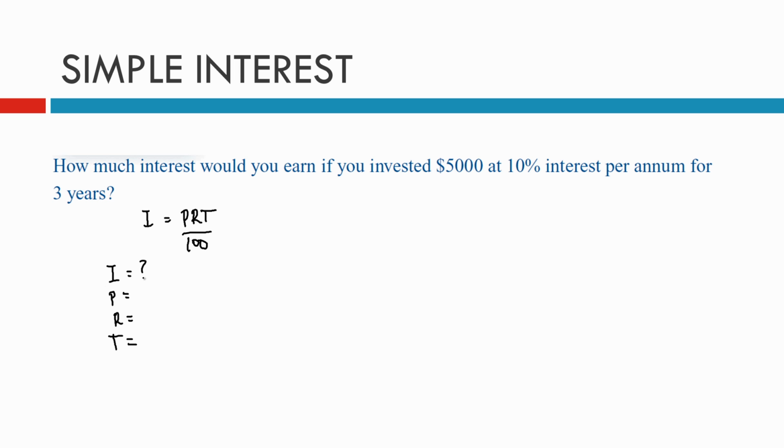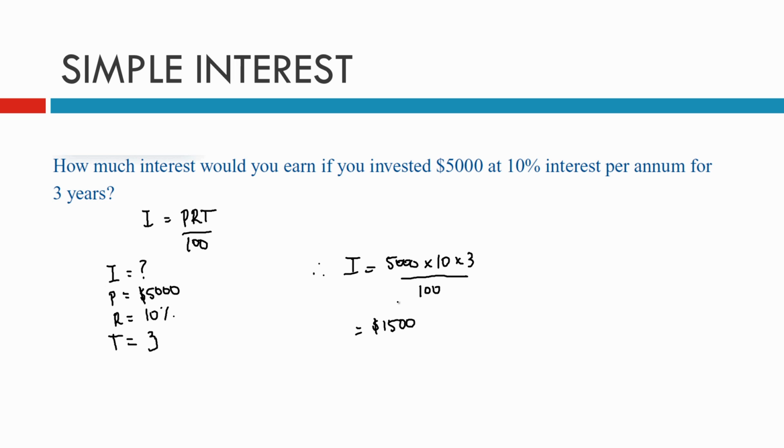So, how much interest would you earn? Interest is I, so this is the one that we want to find out. If you invested 5,000, that's going to be our principal amount, and we're investing it. Our interest rate is 10%, and the time is 3 years. Now you can substitute into the formula. I equals 5,000 multiplied by 10% by 3 years, and divide that all by 100. That is going to equal $1,500.